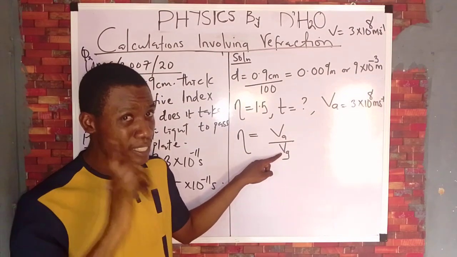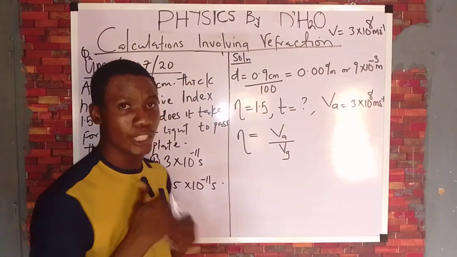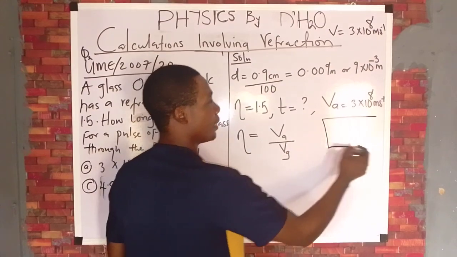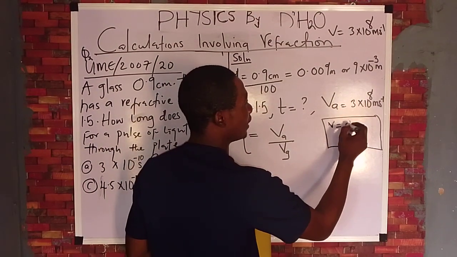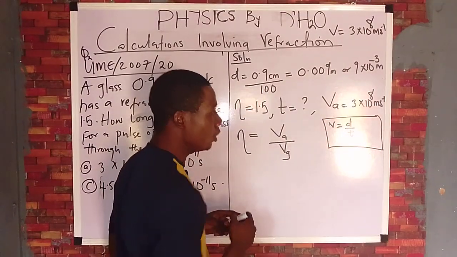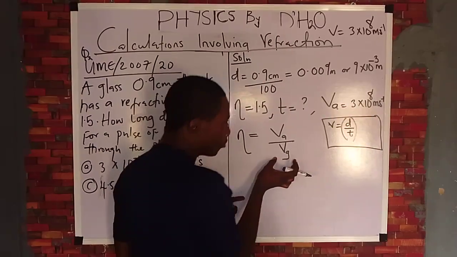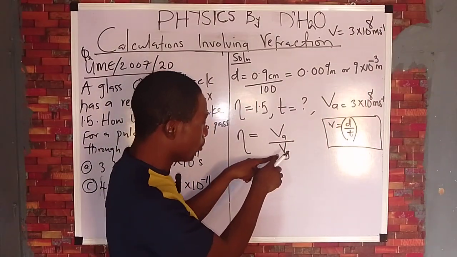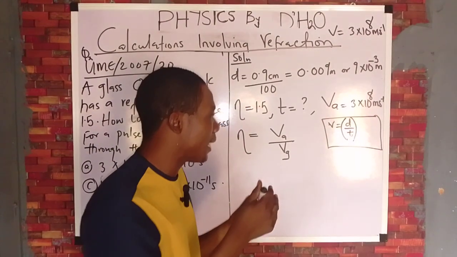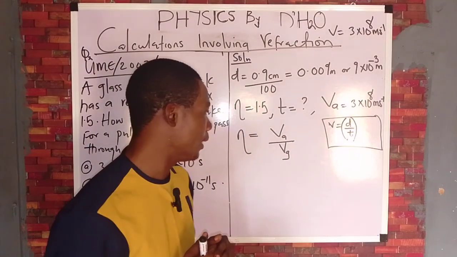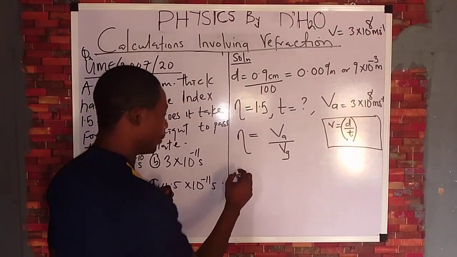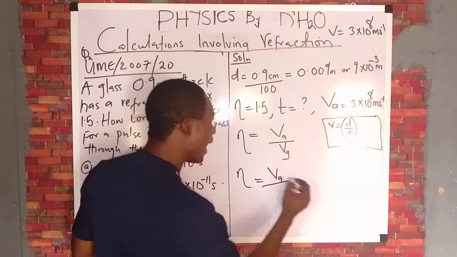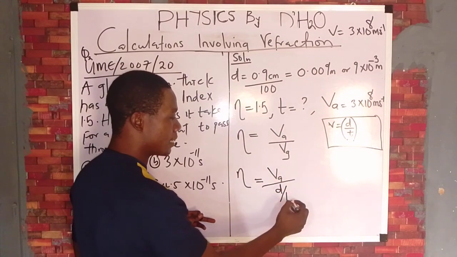Don't forget that speed is distance over time. As a JAM student, you can cut it short this way, knowing fully well that your speed is distance over time. So I can take my distance over time and put it here to replace the speed of light in glass, because I really do not need that. So I will remove this one and pull this so that I can determine my time taken. If I do that, I get refractive index equals the speed of light in air divided by d over t.